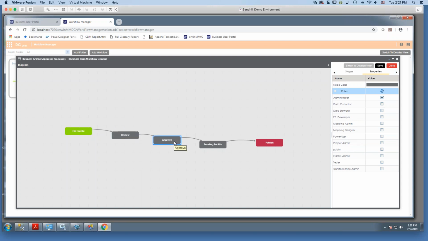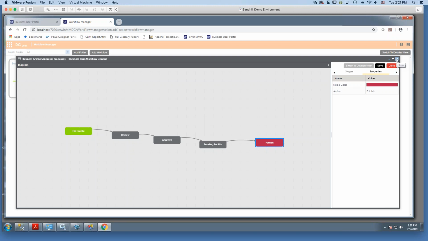But once it goes through review and becomes submitted to approve, then there's an approver, which is me, and then a publisher, which is also me. And then finally, you get to this action stage of publish. So that's essentially how the workflow works here in this context.